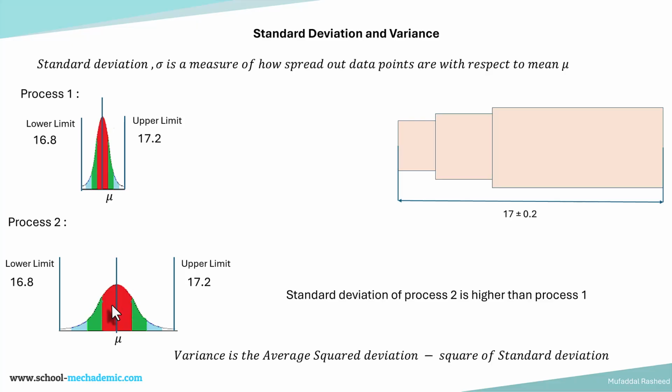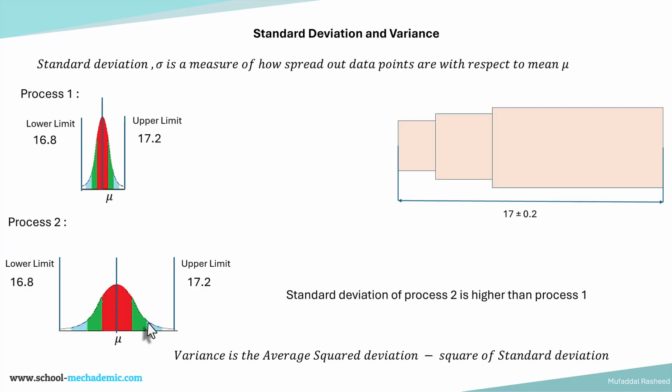So in that case, the probability of finding parts which are away from the mean is much higher in process 2 as compared to process 1, which means that the standard deviation, a measure of how spread out data points are with respect to the mean, is higher in process 2. So standard deviation is a measure of how spread out the data points are. If the probability of finding a part away from the mean is larger, then the standard deviation becomes larger, as shown over here.